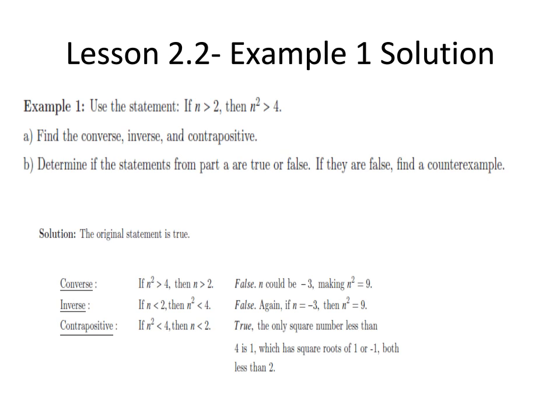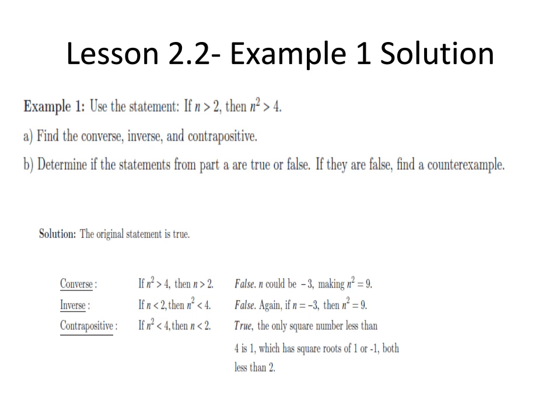For part A we first need to use if-then statements. The original statement is set up as if P, then Q. So if n is greater than 2, then n squared is greater than 4, where P equals n is greater than 2 and Q is n squared is greater than 4.